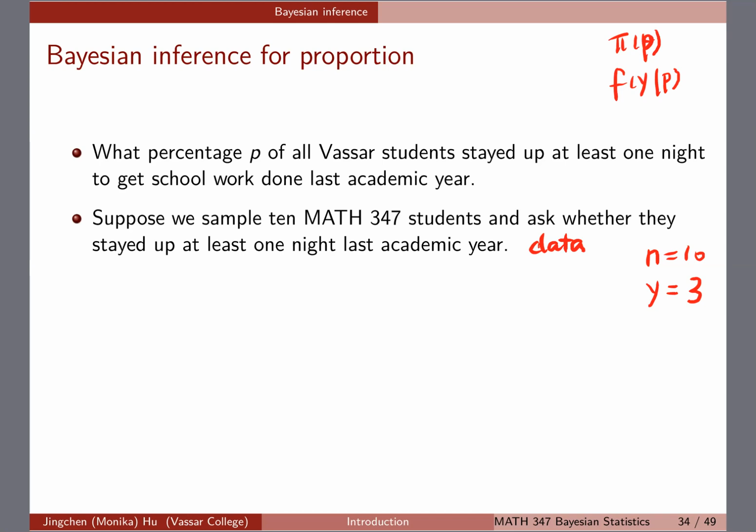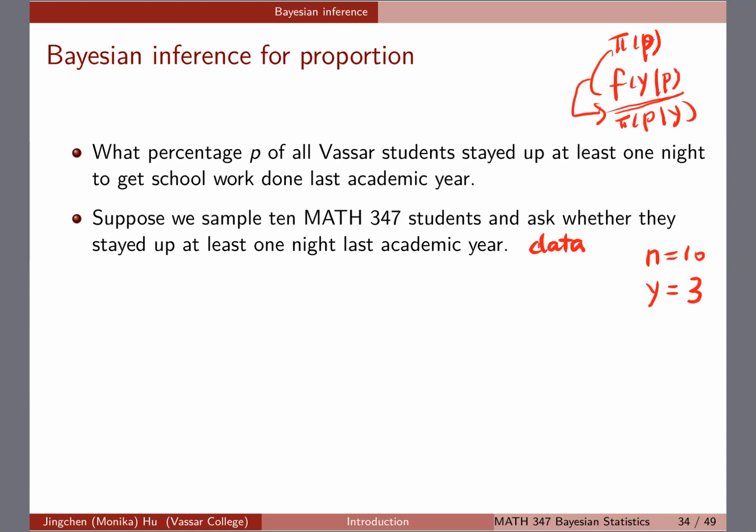Okay. So for this kind of proportion, in a minute you're going to see that we're going to use the binomial data model, because we're taking a sample and then counting how many people say yes. So a typical model is binomial, and we're going to cover that. Then the goal is to get the inference from the prior and data to the posterior.